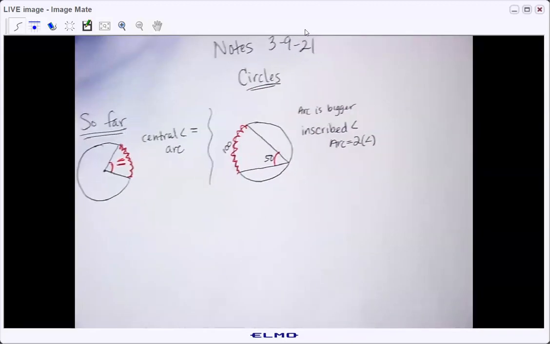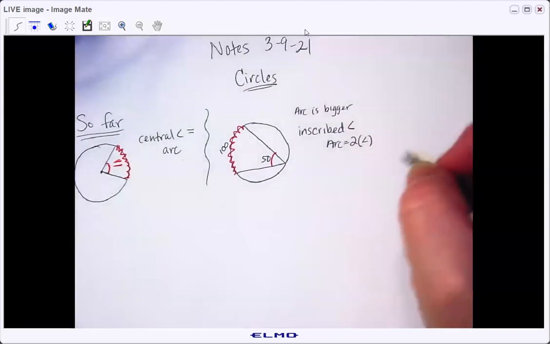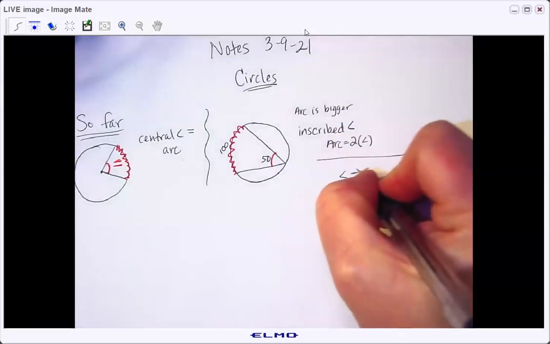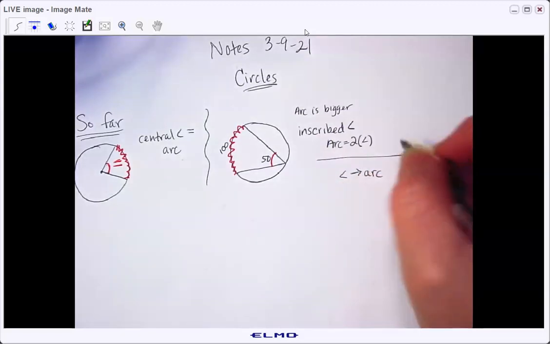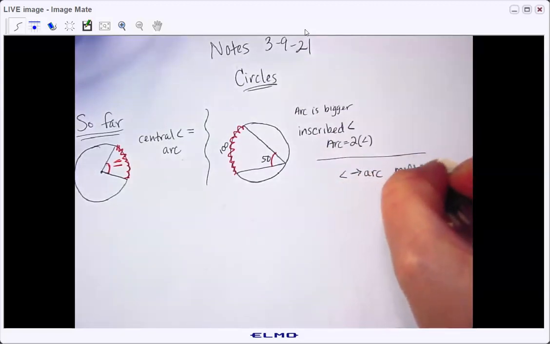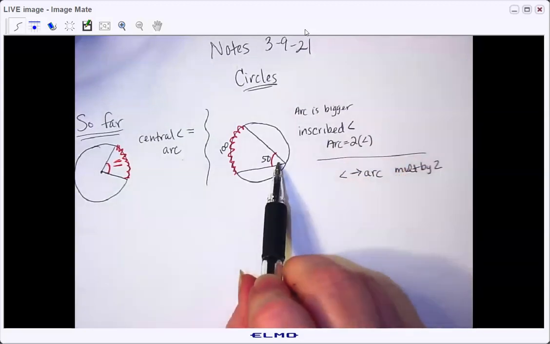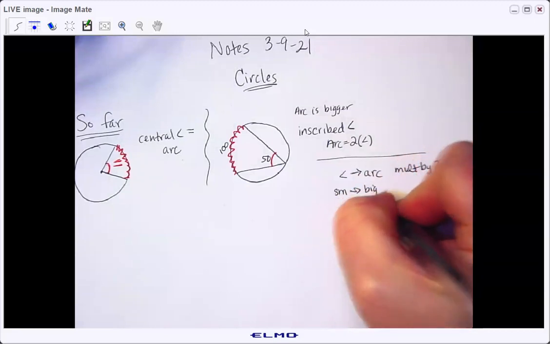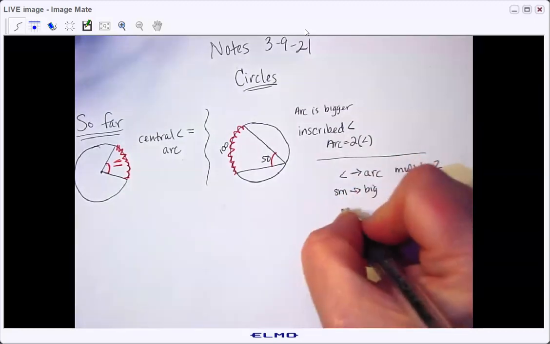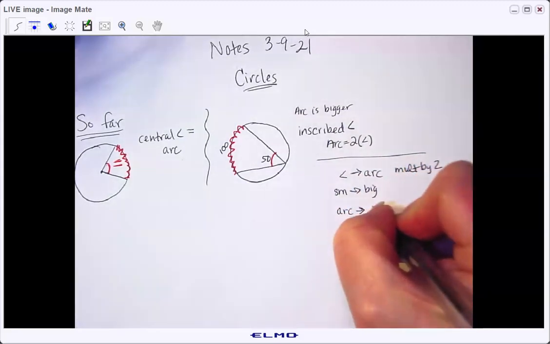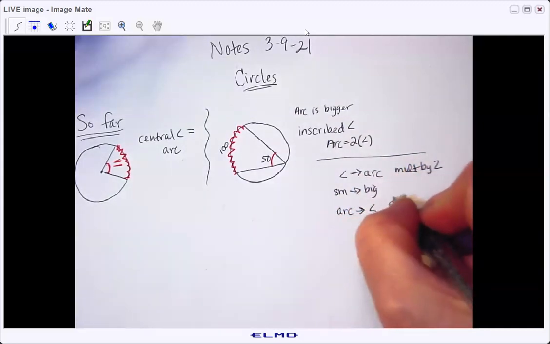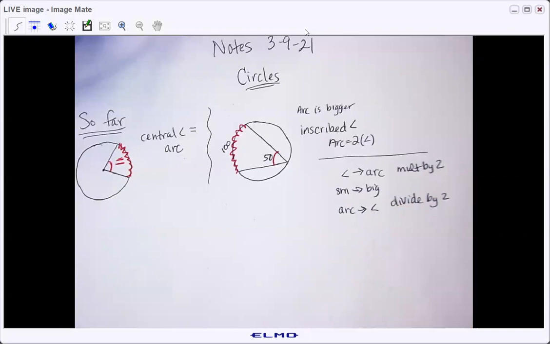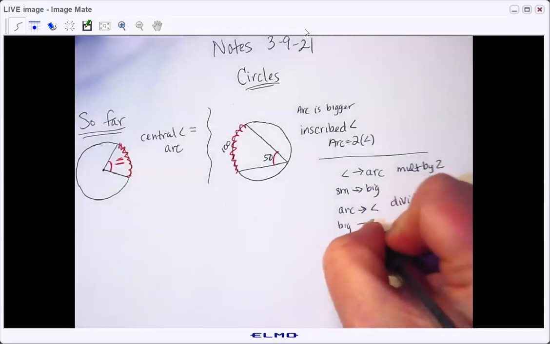And one student summarized it very well yesterday in the afternoon. He said if you want to go from the angle to the arc, we're going to multiply by 2. So we're going from smaller to big, so small to big. We're going to multiply by 2. If we're going to go from the arc to the angle, we're going to divide by 2. Okay. So that means we're going from the big to the small.